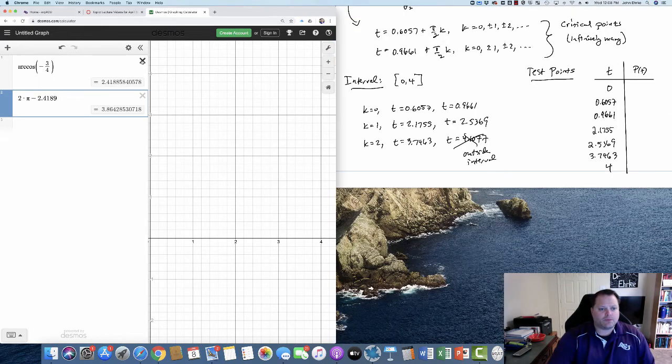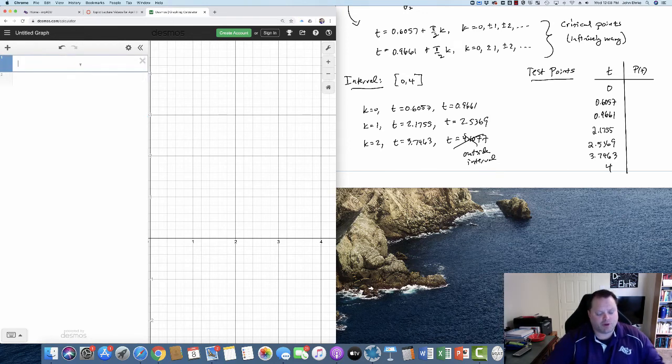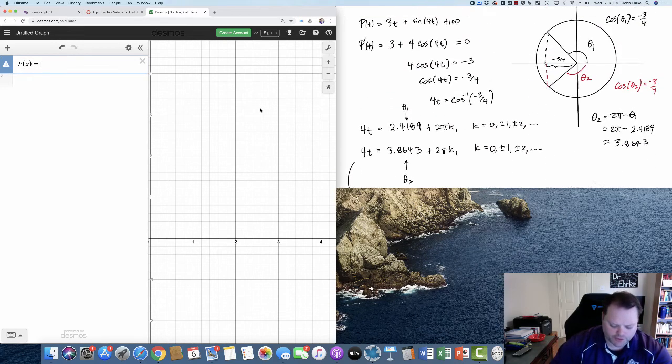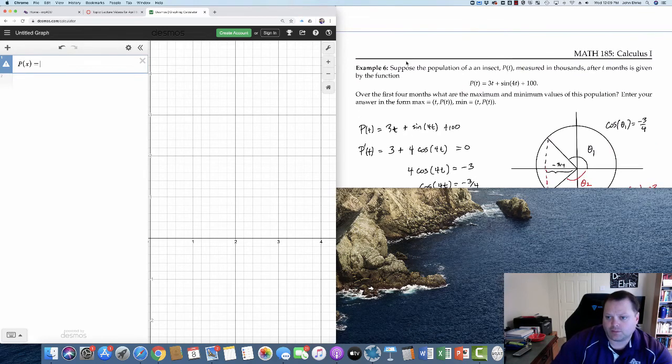So let's put the function in. P of, I'm just going to use x instead of t. P of x is, okay, our original function is right here. It would be 3x plus sine 4x plus 100. And we're only looking at this on the interval from 0 to 4.